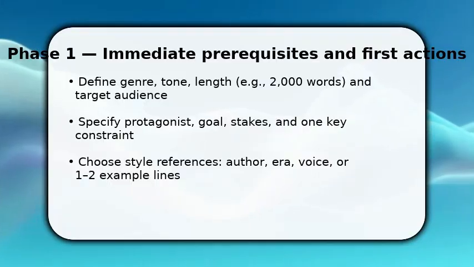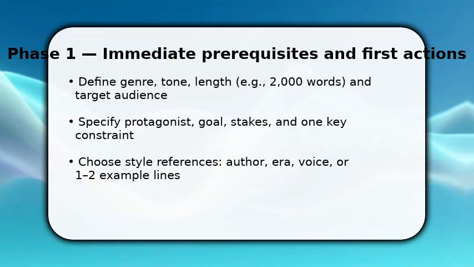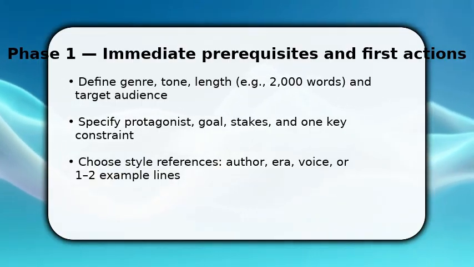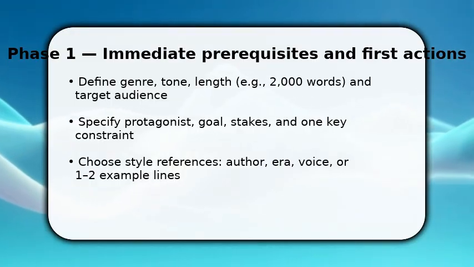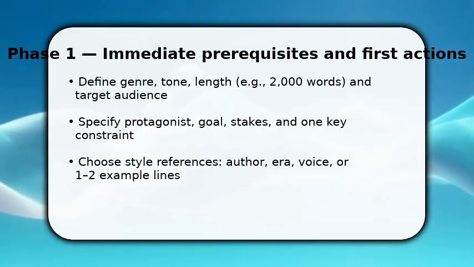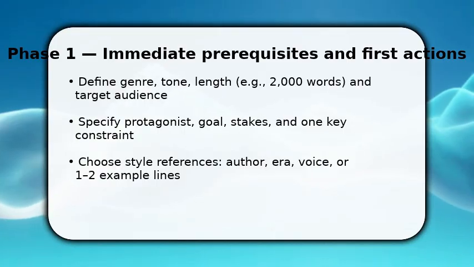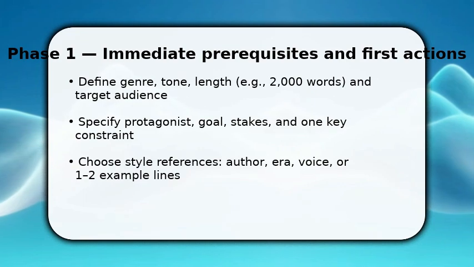You begin by giving the AI a tight seed, not vague ideas, but concrete constraints. Tell it genre, tone, length, and who the reader is. This anchors choices. Next, define protagonist, goal, stakes, and one constraint so the model has drama to drive. Then supply style references or 2 example lines to shape voice. Once done, ask for a 3-scene outline. This first actionable step converts abstract intent into a plan you can iterate on.